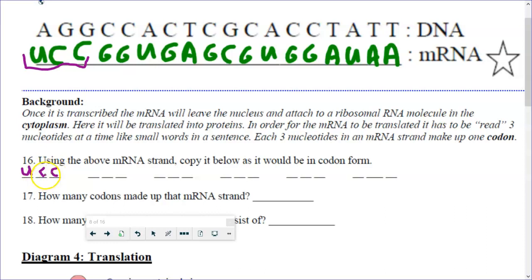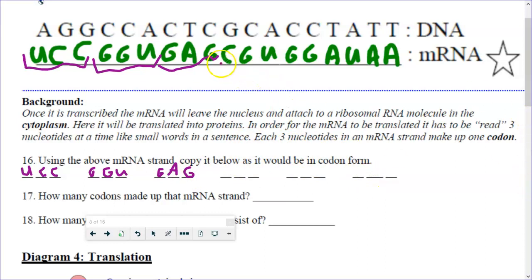Then, without skipping anything, just right next door to this, here's my next group of 3 letters. So this codon would be G, G, U. Okay. 3 more letters, GAG, and so on. So your job is to finish the last 3 codons there.